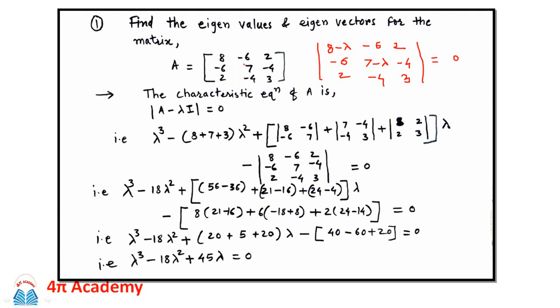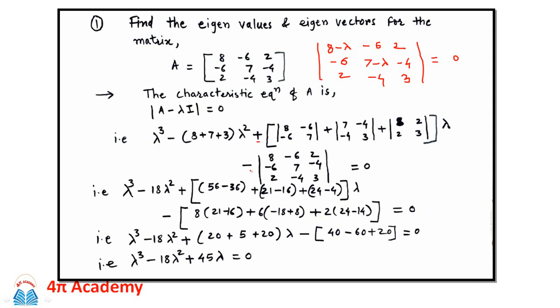Then the next determinant will be [7, -4; -4, 3] and plus the determinant of the elements on the corner, that is [8, 2; 2, 3]. So 8 2 2 and 3, sum of all these determinants into lambda, and the sign for this lambda term is plus, sign for lambda square term is minus, sign for lambda cube is plus.